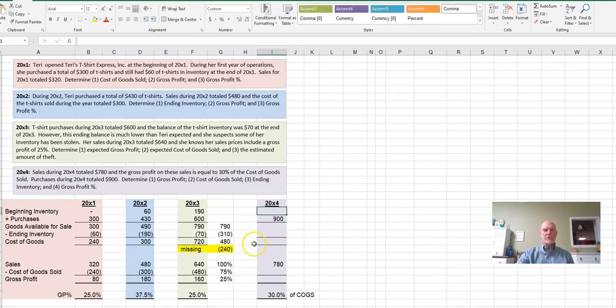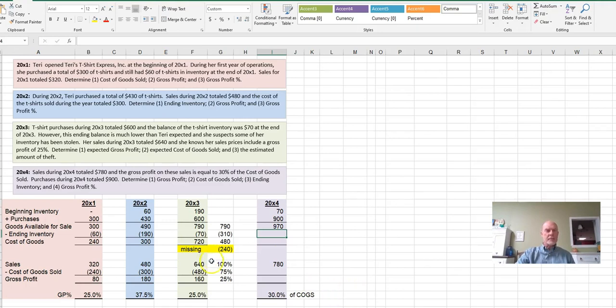Remember last year, year 3, that's when we had that stolen amount. Would our beginning inventory be the inventory that we should have had or the inventory that we do have? Of course, it would be what we actually have, 70. So we'll put that down as our beginning inventory. Add that to the 900 of purchases, and our goods available for sale in year 4 is 970.